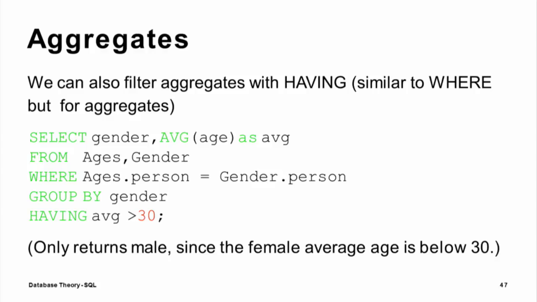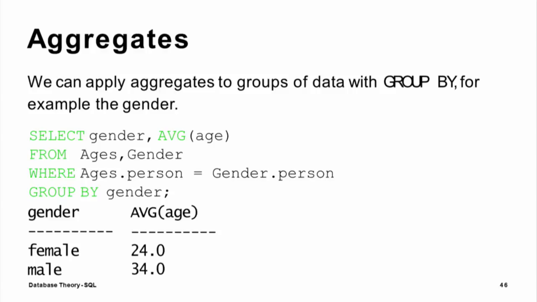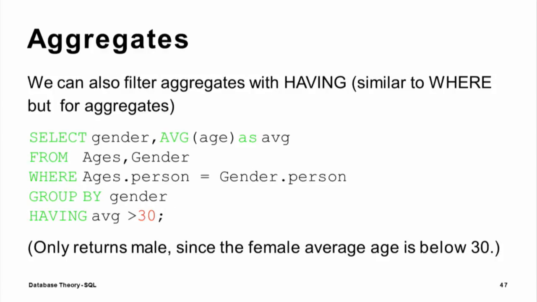All right? So that will return the males. So we go back to the previous slide, because the females have an average age of 24, and we are going for the ones above 30, which are the males. So just remember that when you are grouping and you have a condition, then you need having.